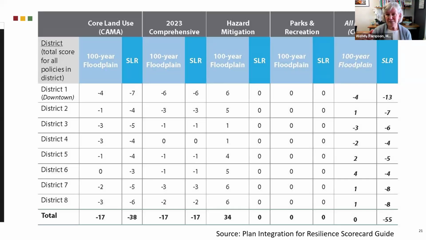And then if you look at the bottom summary row, you can see that the core land use plan and the comprehensive plan are not doing very well under either hazard. They've got that -38, -17. Maybe not surprisingly, the hazard mitigation plan comes out on top of the scores, which is an indication that the other plans may be well served by integrating the policies from this plan into their updates.